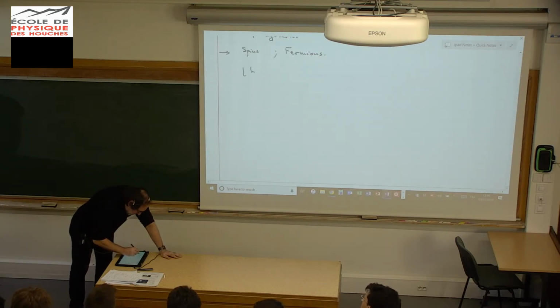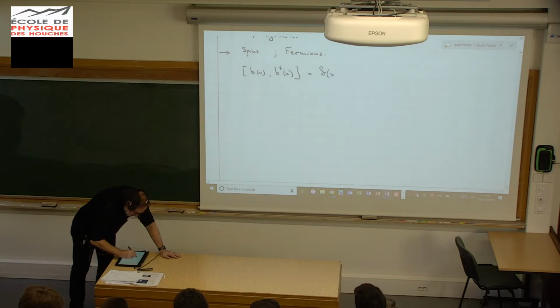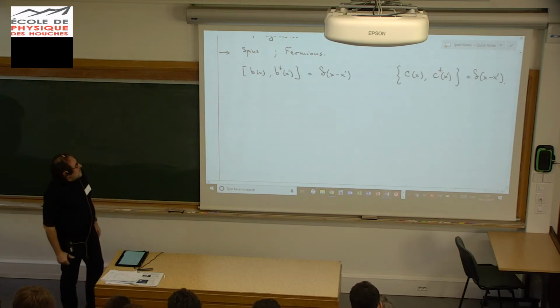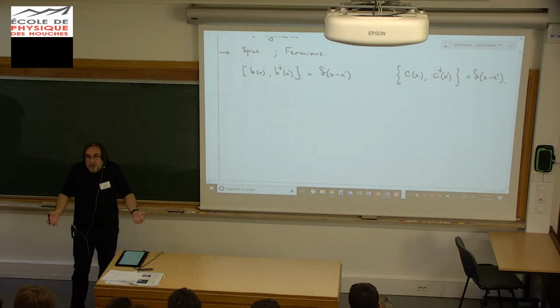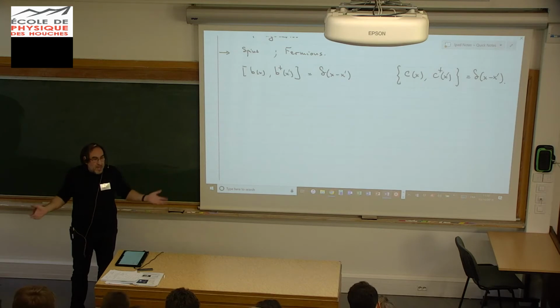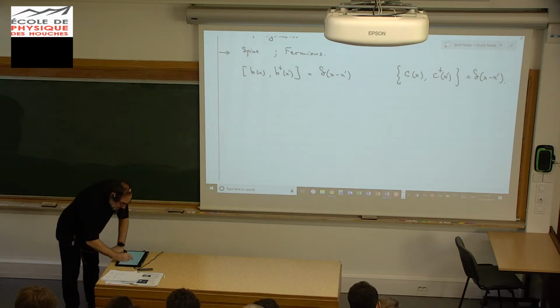Bosons: the operators B of x and B dagger of x prime commute. If you have fermion operators, C of x and C dagger of x prime, it's the anti-commutator which has a delta function. Okay? So now, the density of bosons or fermions is the same. I can follow the same procedure. So if I have the rho C, I can do the same decomposition.